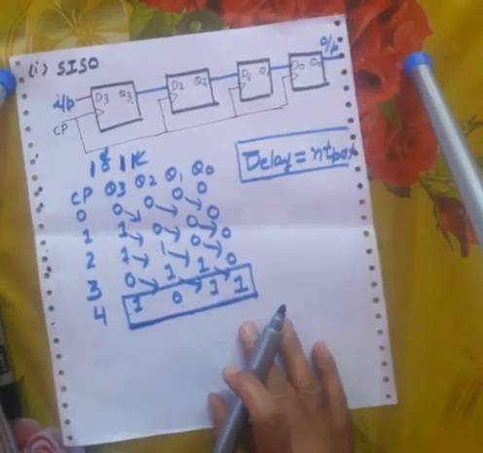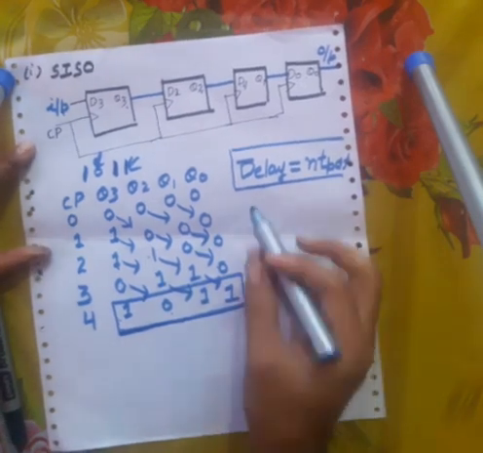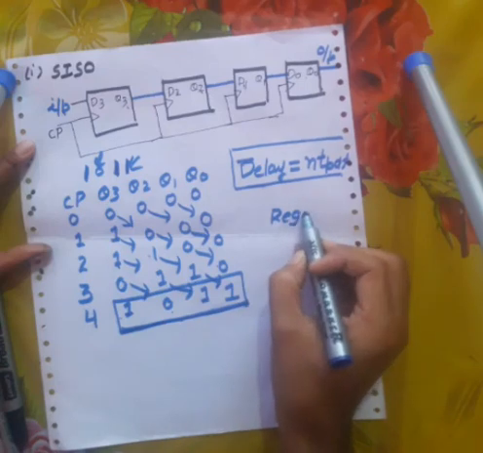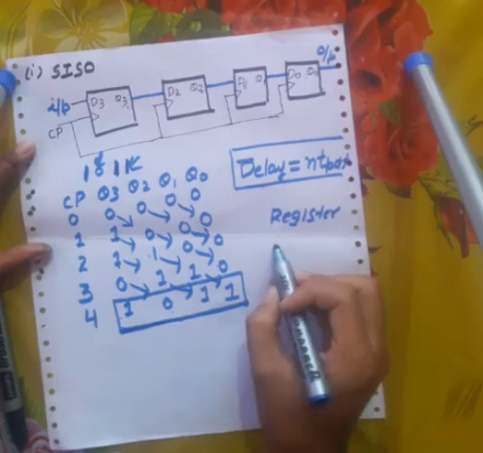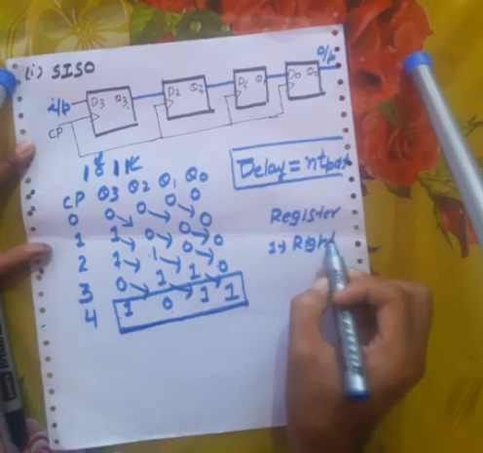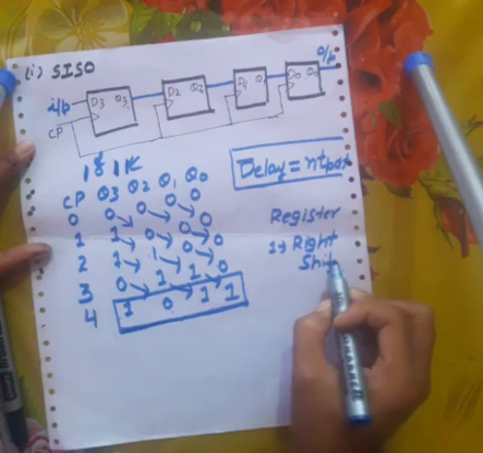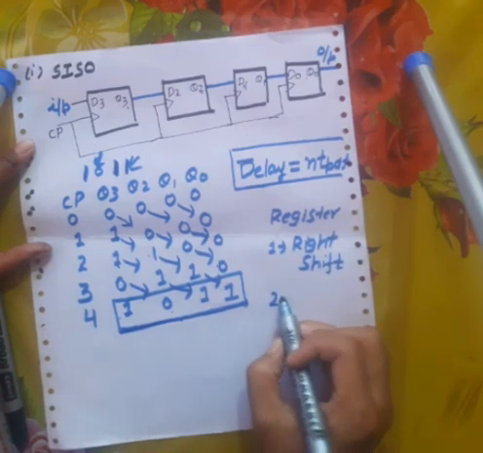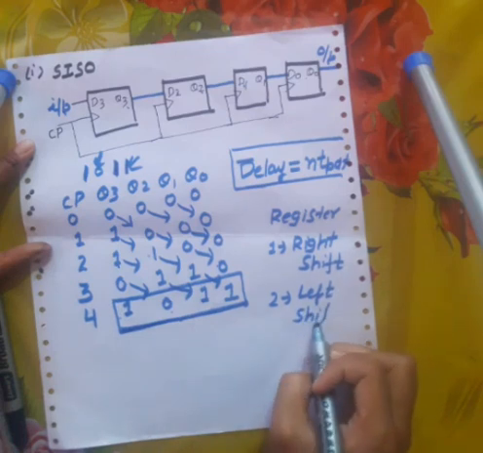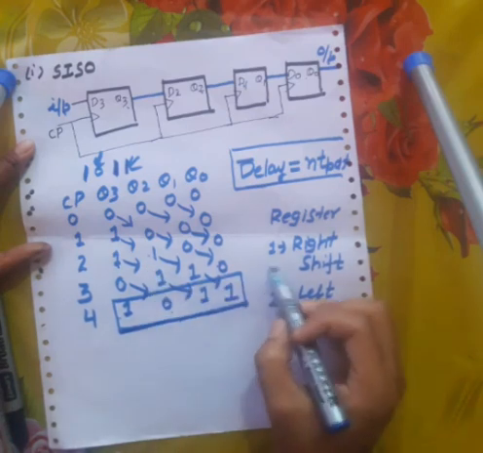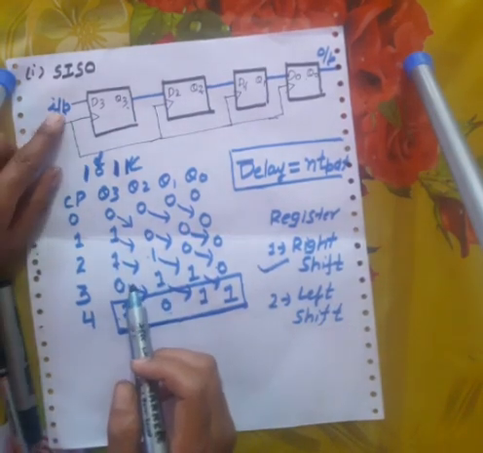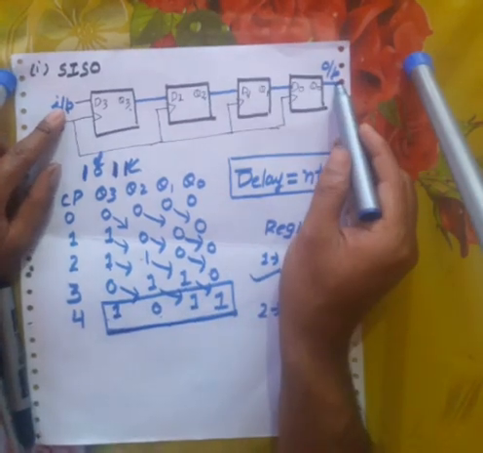Now, the register is further categorized into 2 types. One is right shift, and the next one is left shift. This is an example of a right shift register. In a right shift register we apply input here and take the output here.